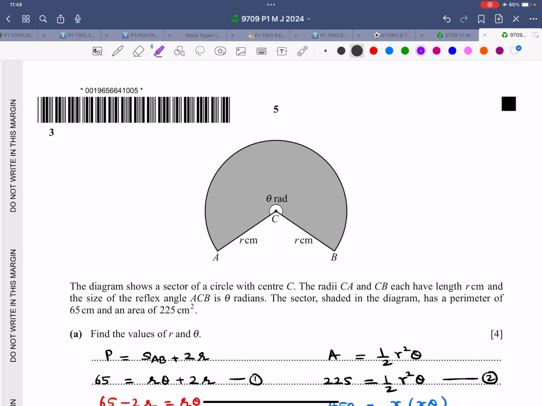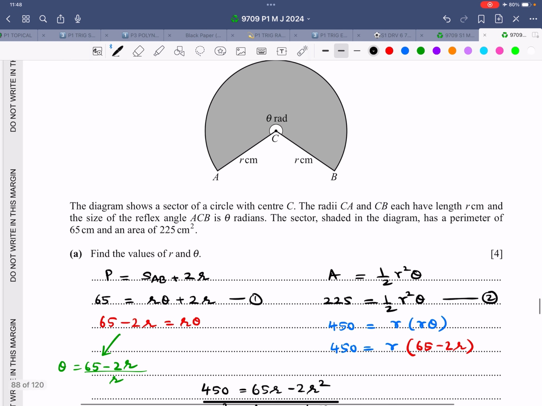And what is the third question? The third question, as you can see from the diagram, and you will be able to recognize it without fail, that is circular measure. Now this question says the diagram shows a sector of a circle with center C. So that's the center. That's a sector. Well, this is the major sector that they are talking about. They have not drawn the minor sector. The radii CA, CB each have a length r. So this is r, this is r.